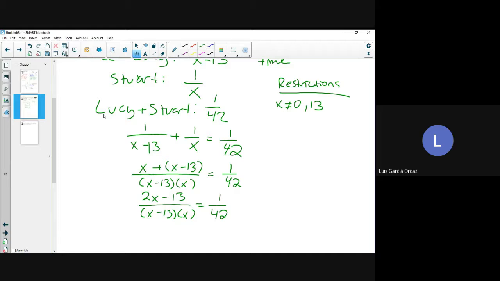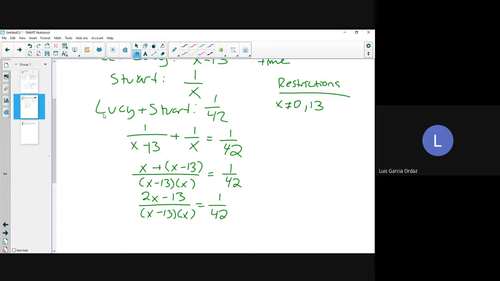Unless you assume that they want the answer in hours and want to convert it back into hours, then you can use the rational. But other than that, we're going to try it without and see if we get the same answer. So for example, instead of 1 over x minus 13, we're just going to use x minus 13 plus x is equal to 42 and see if it gives us the same thing, which I'm sure it will.